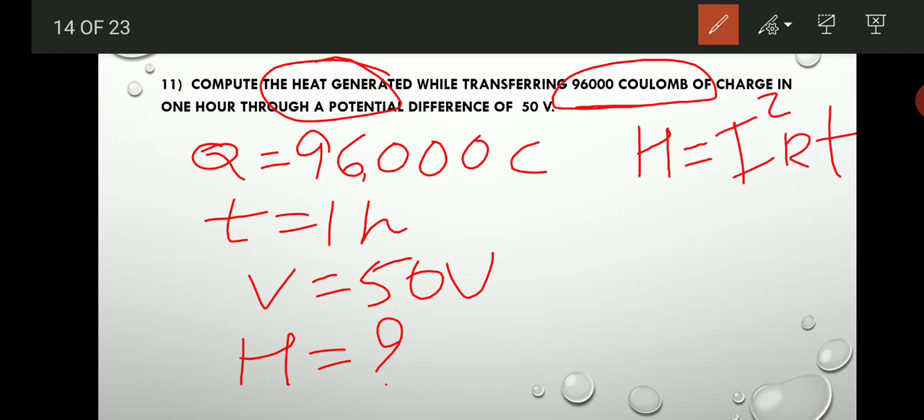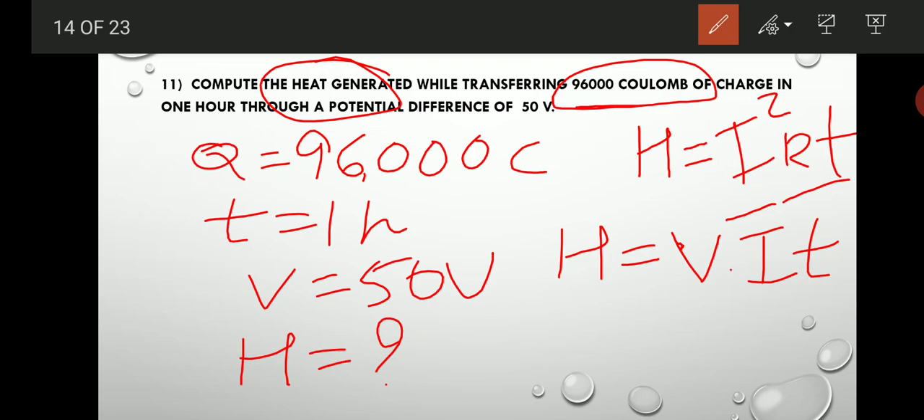Okay, but here R is not given and I is not given directly. So instead of this, you can use another formula, that is H is equal to V into I into T. Okay, see, from this formula you will get this expression. Remember that when you apply Ohm's law to this, you will get I square RT. So this also applies. Remember.